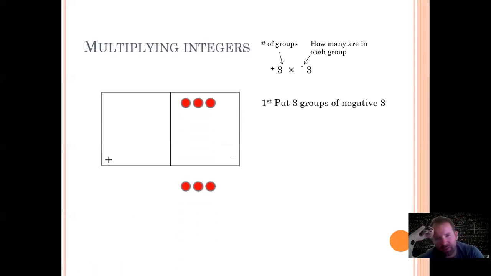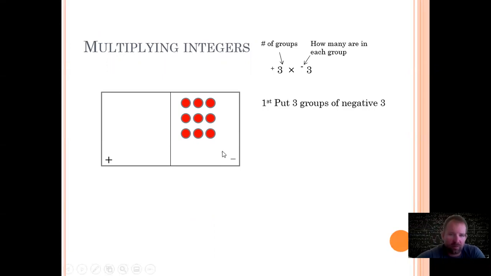All right, so now I have a positive 3 times a negative 3. So I'm going to have 3 groups of negative 3. So I have 3 groups of 1, 2, 3, 1, 2, 3, 1, 2, 3. And I just count them up, and I end up with a negative 9. Pretty simple stuff there, right? As long as you guys can understand that the first one is your number of groups, and the second one is the number in each group.